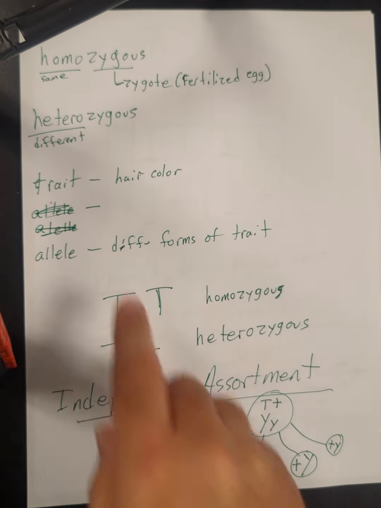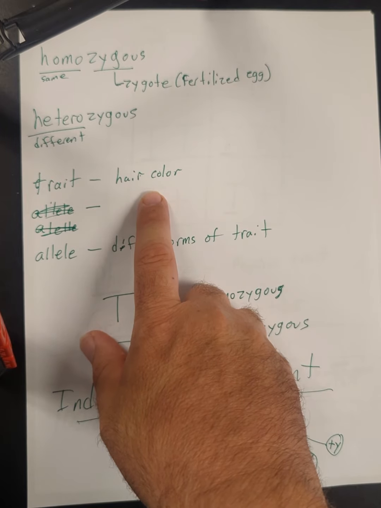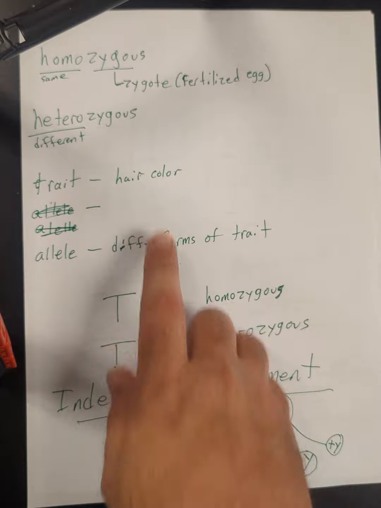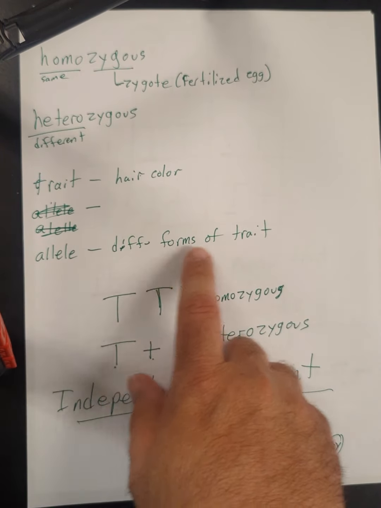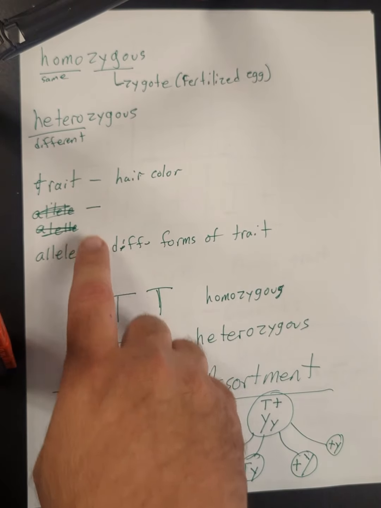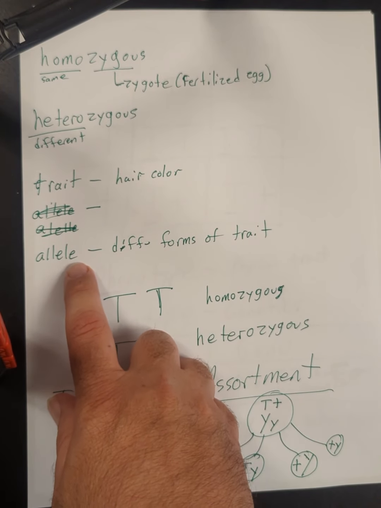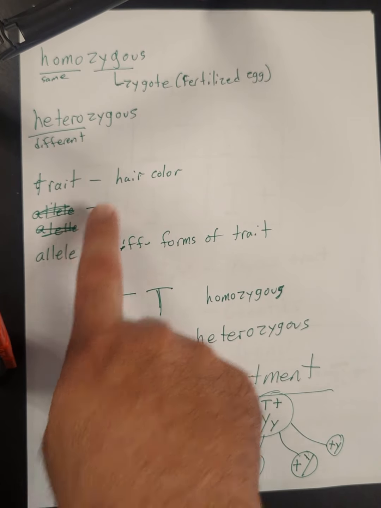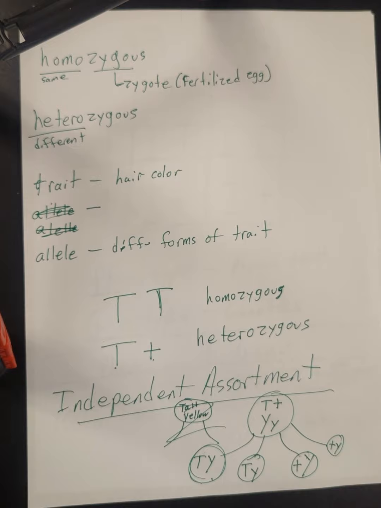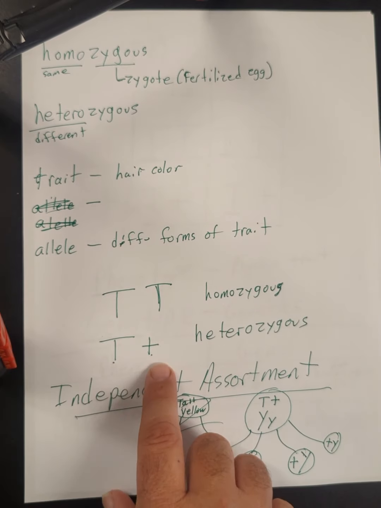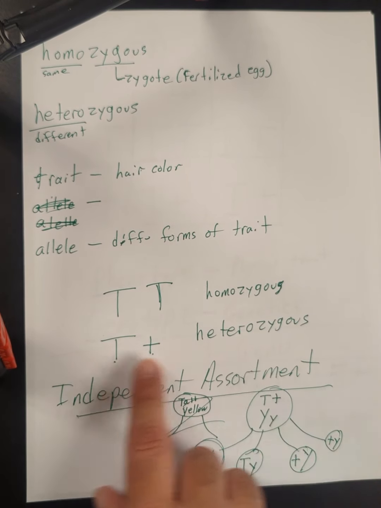Okay? A trait would be something like hair color, or height, or smoothed pea, or wrinkled pea. An allele are the different forms of the trait. So if you're talking about hair color, that's a trait. If you're talking about brown hair, or blonde hair, or red hair, those are the alleles for that trait. Okay? If you have two dominant traits or two recessive traits, then you are homozygous. If you have one dominant and one recessive, that is heterozygous because they are different.